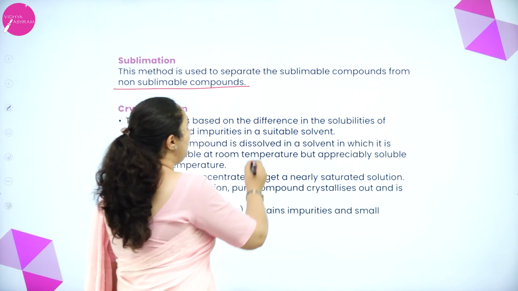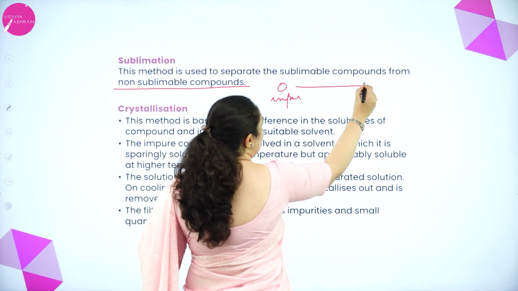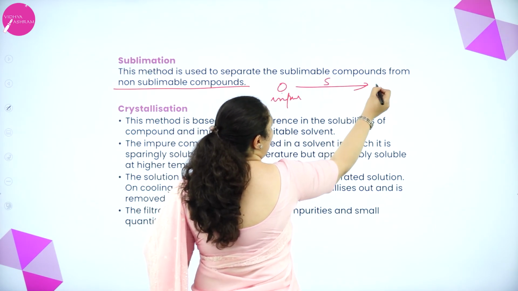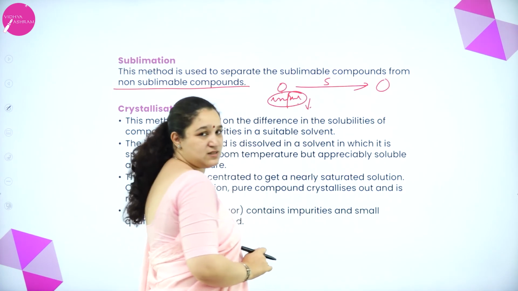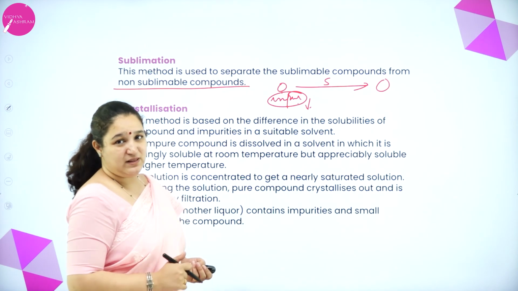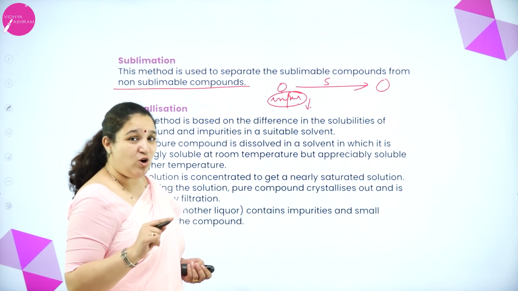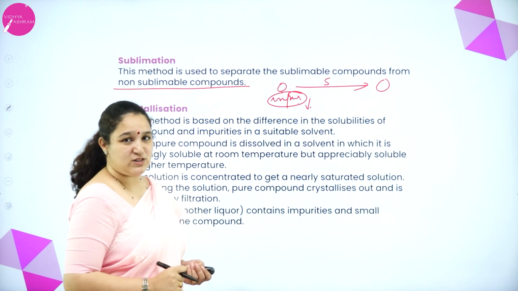So the impurities will remain as they are. Okay. So you have an organic compound with impurities. This will undergo sublimation to get only the organic compound. Impurities will remain as they are. Okay. So this is the first method in which your organic compound undergoes sublimation. Impurities will not undergo sublimation.